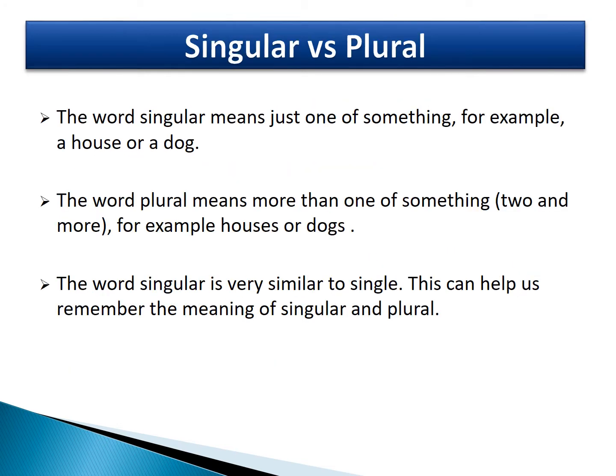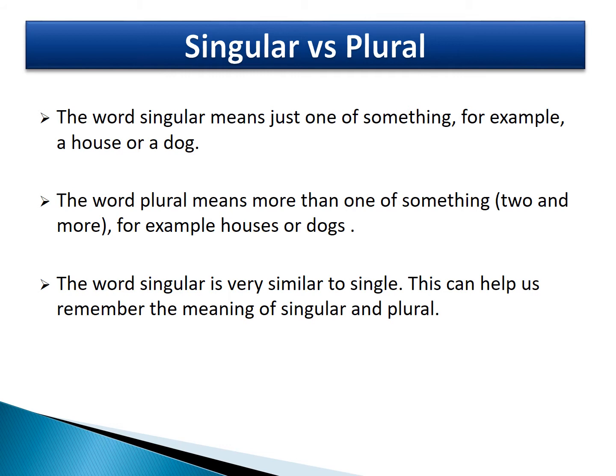Singular versus plural. So how do we know that a noun is singular while another one is plural? Well, simply, the word singular means just one of something. So when you have only one of that thing, like a house, a dog, a boy, a cucumber, a girl, this A representing number one of that thing, then it means we have a singular noun.